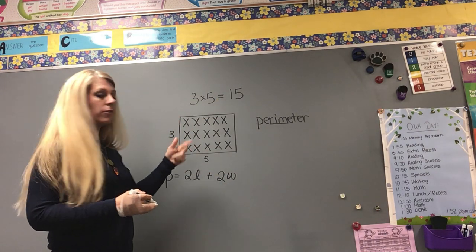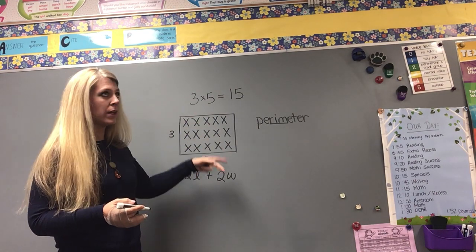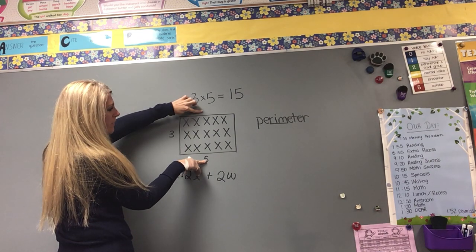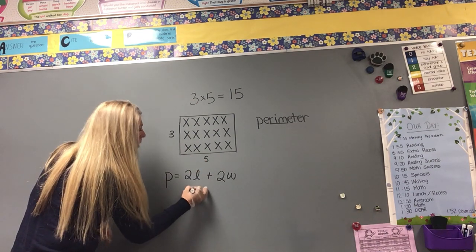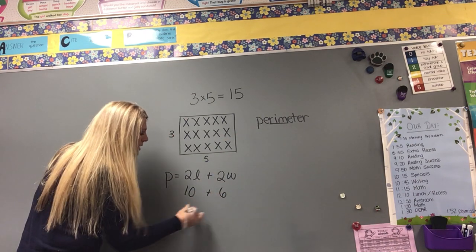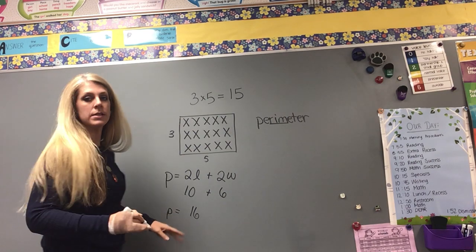There were a couple of different ways you could do that in your head, whichever way of doubling you liked better. You could do side and side. 5 and 5 is 10. 3 and 3 is 6. If you put that together, in this case, the perimeter of our rectangle is 16.